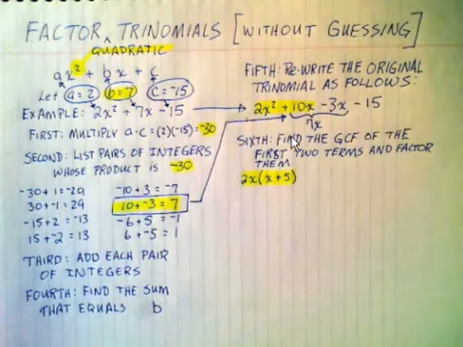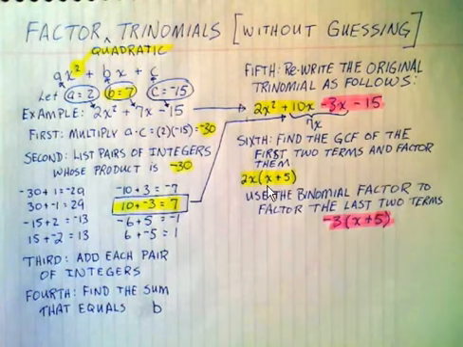Sixth step, find the greatest common factor of the first two terms and factor them. Well, 2x is the greatest common factor. 2x times x is 2x squared. 2x times 5 is 10x.